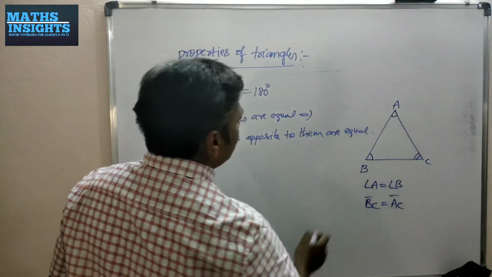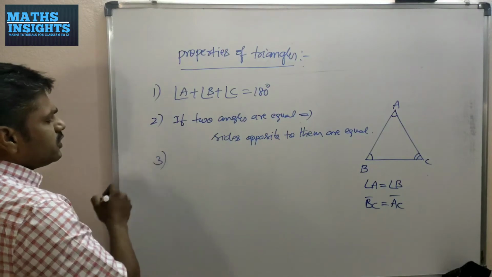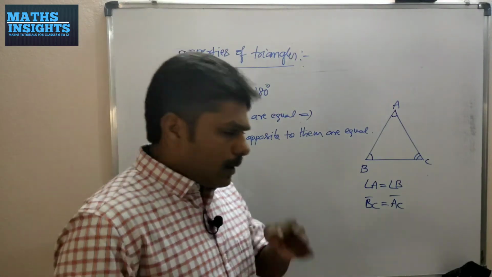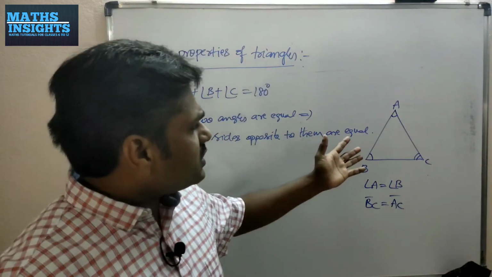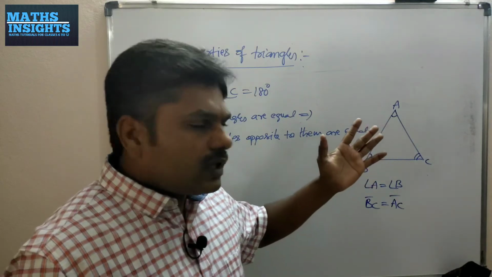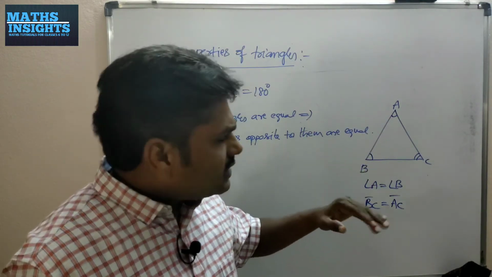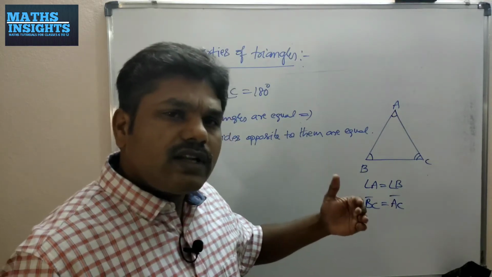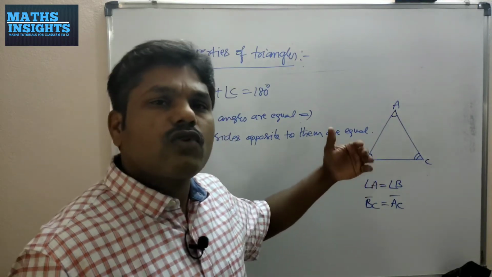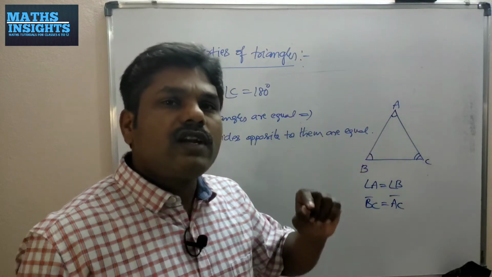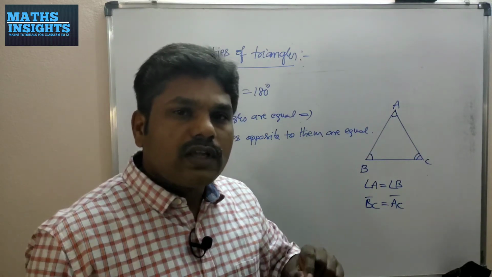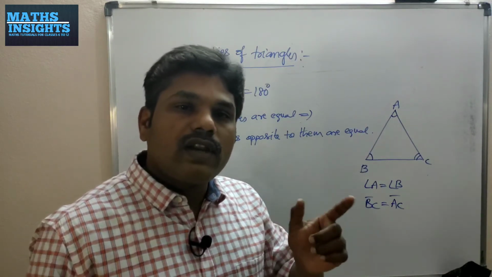Okay, very important. And also coming to the third property, in an equilateral triangle you just came across that three sides are equal. Three sides equal means automatically three angles will also become equal. So an equilateral triangle may also be called equiangular.